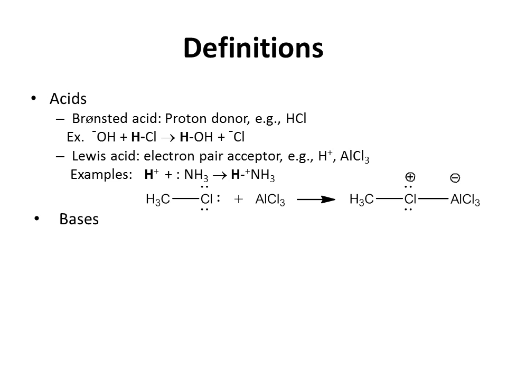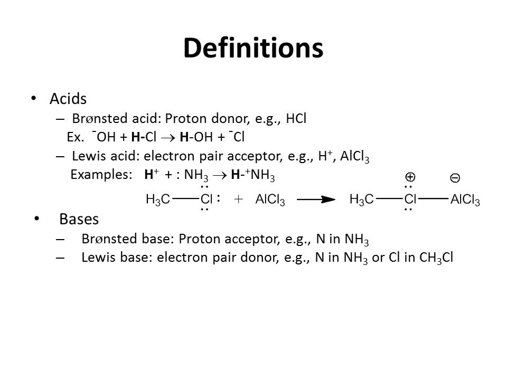For bases, we have the Bronsted base, which is a proton acceptor. For example, as we just saw, the nitrogen in ammonia, because that has a lone pair. It can accept a proton. For a Lewis base, we have an electron pair donor. For example, again, the nitrogen in ammonia. And also, as we just saw, the chlorine in chloromethane.